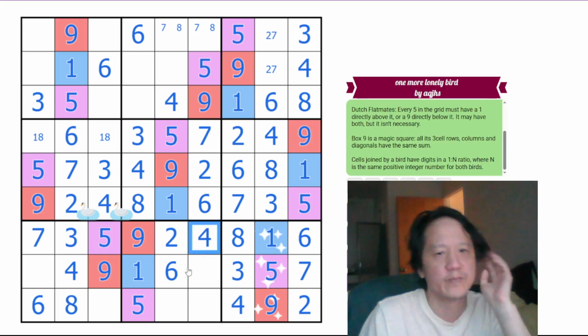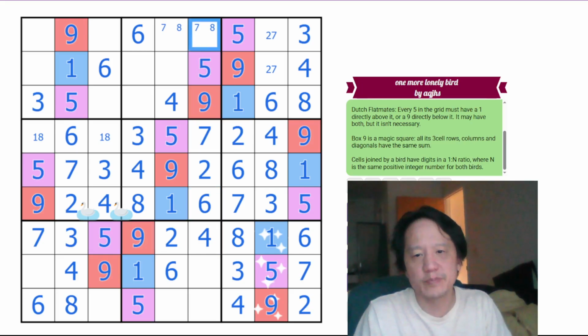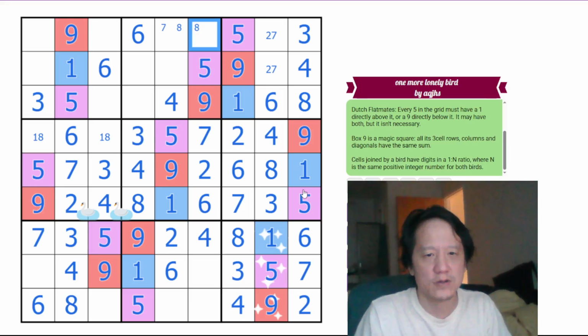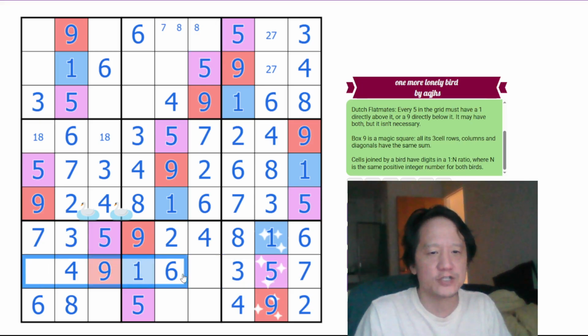Box 5, okay. This cannot be 7 here. Okay, let's look at the remaining digits in row 8. We have 2 and 8.